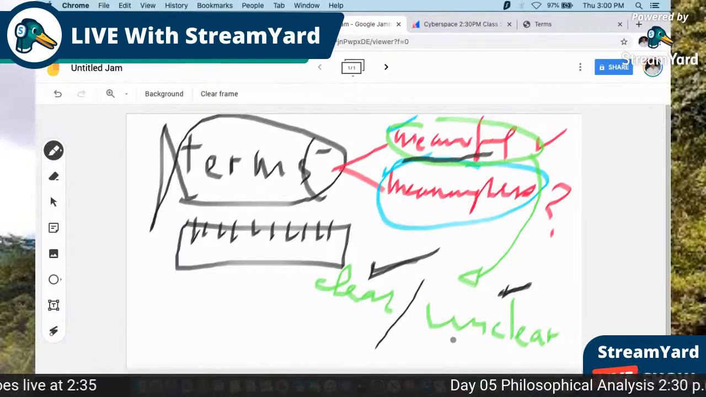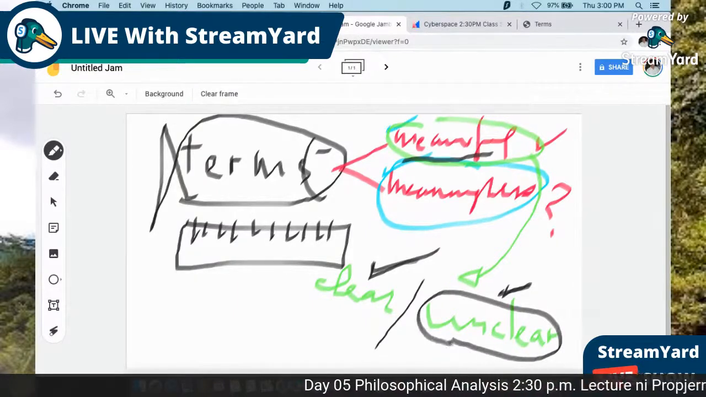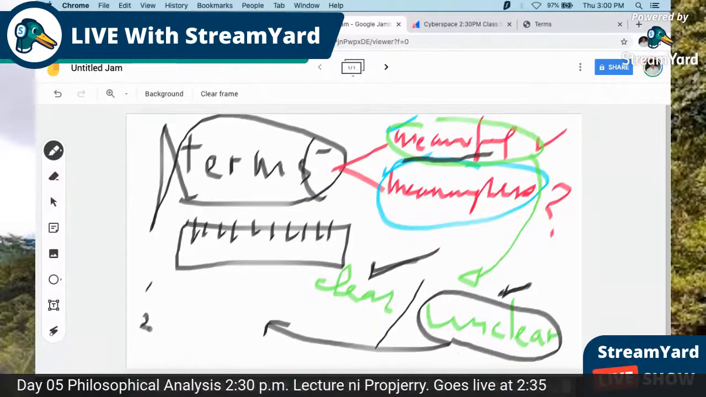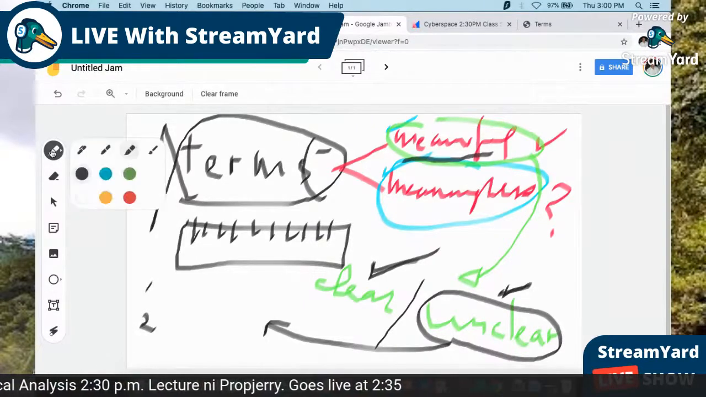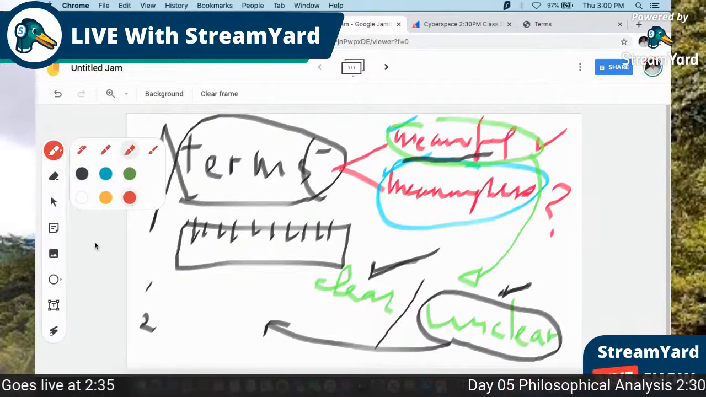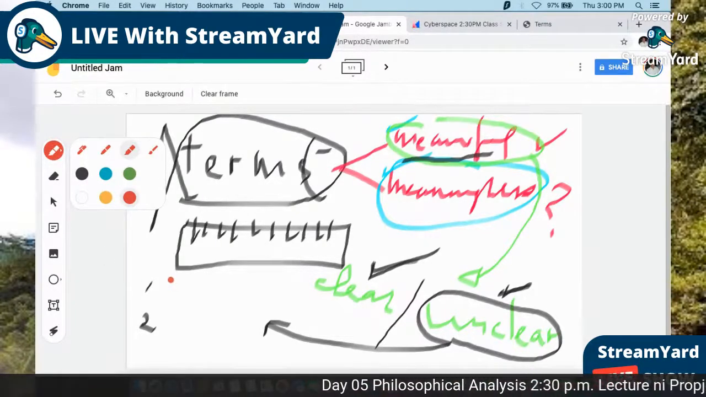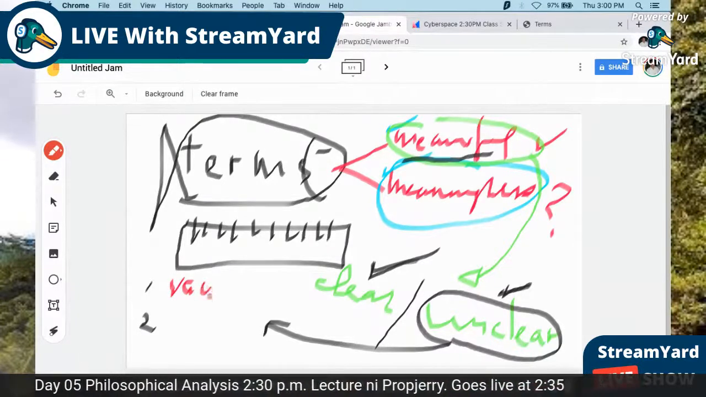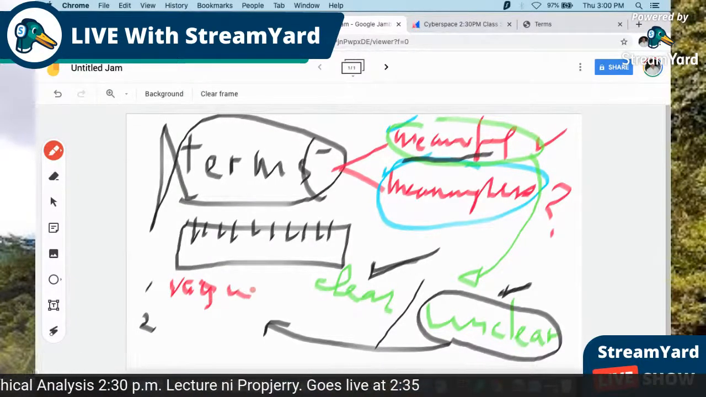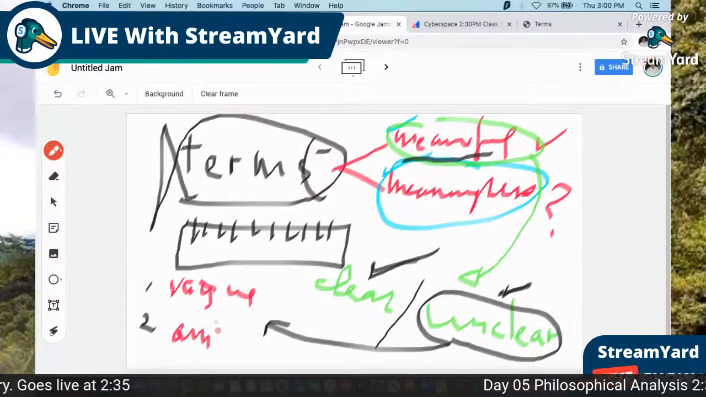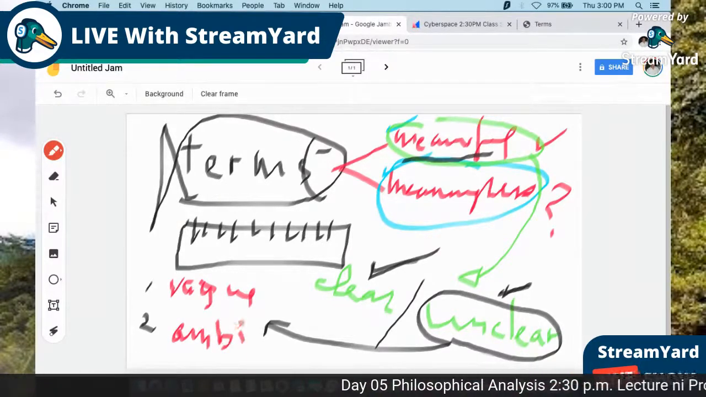If the term is unclear, then there are two ways by which your terms can be clear or unclear. What are the two ways by which you can say the term is unclear? One, you can say the term is vague, or you can say the term is ambiguous. Vague or ambiguous. All right.